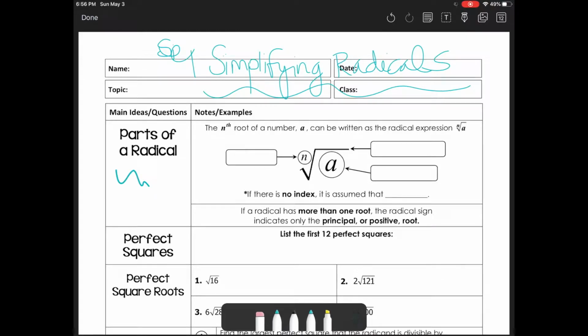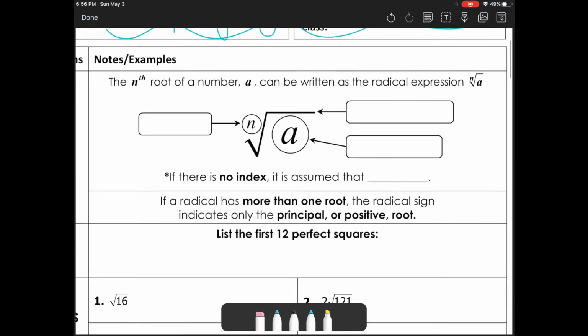No, that's good. Okay, so for the parts of a radical, let me zoom in here. You guys know that this symbol is called the radical. But you may not have known that the number underneath and the number where the n is, if there is one, also have names. The little n is called the index. And the number that's under the radical is called the radicand.